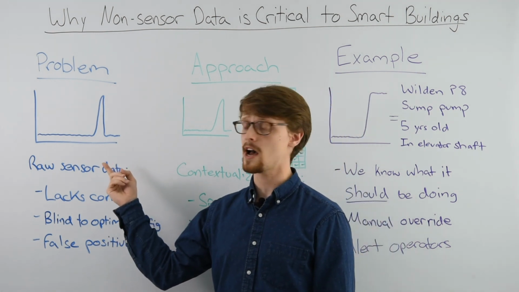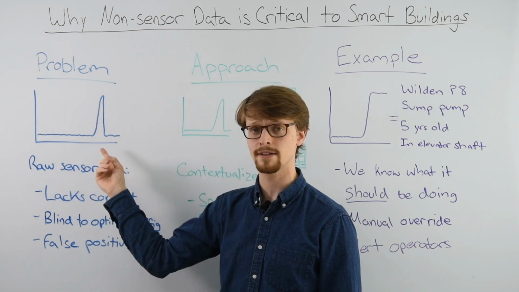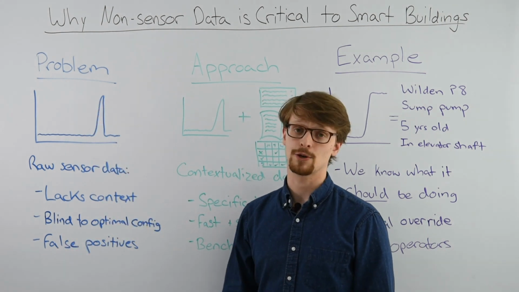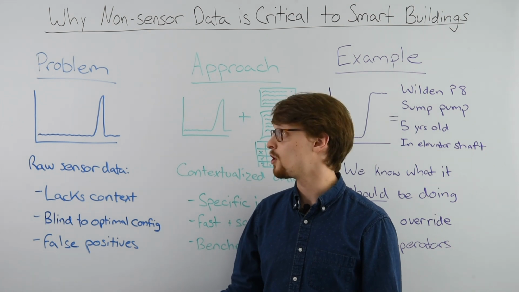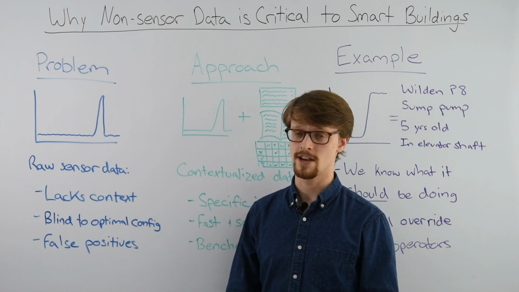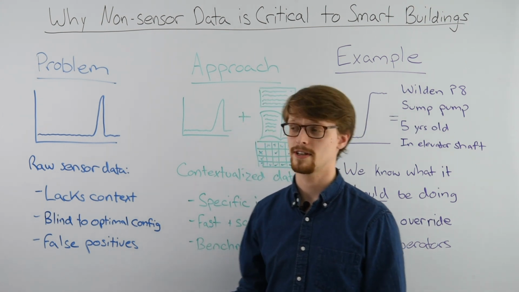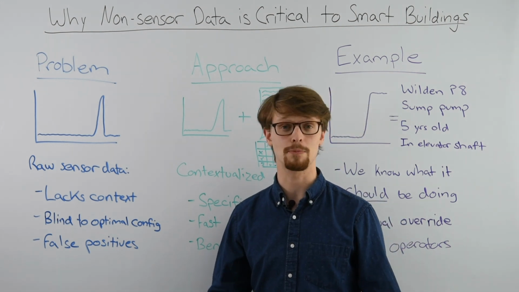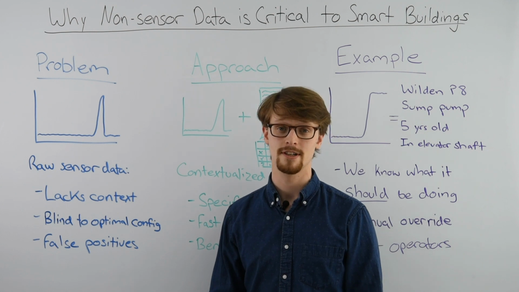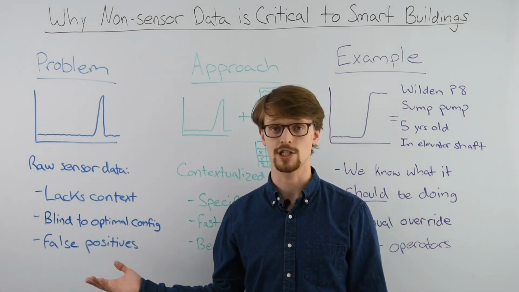If I showed you this graph, could you tell me if this part is bad? Is the spike here bad? We just can't know. We're blind to the optimal configuration of this device, so we don't know how this equipment should be running, so we can't really say for sure if this is the right way to do it. This leads to false positives, which is kind of antithetical to how smart buildings should work, because it erodes the confidence and wastes the time of your operators. So this is a big problem, but how do we build this context about the sensor data?